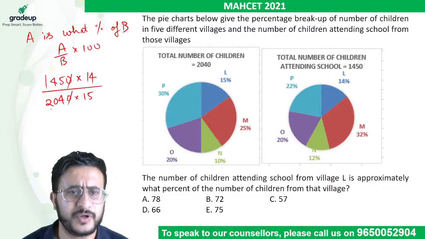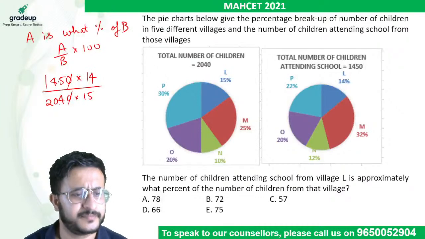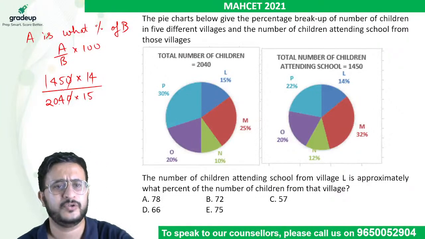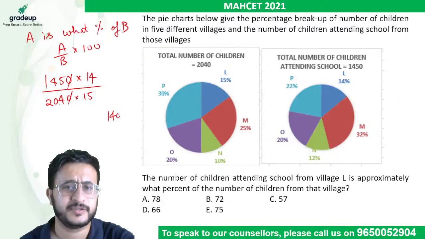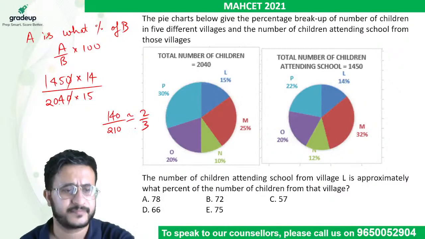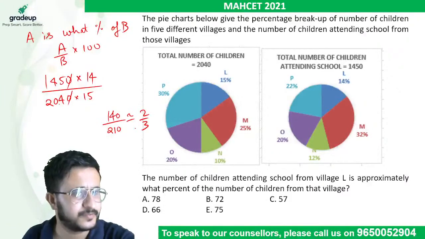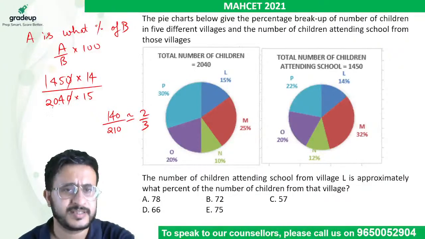If you say 210, 140, right? Approximately 2 by 3, isn't it? 140 by 210 is 2 by 3. Now this is slightly more than 2 by 3, isn't it?